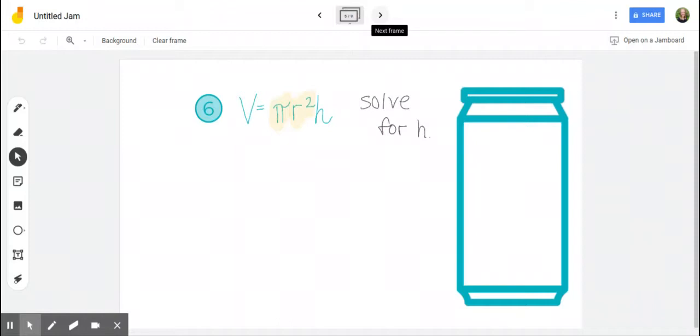Okay, so if I want to get rid of, and if it helps you, you could put all of these in parentheses, if that helps you see it a little bit better. So I want to get rid of pi and the r squared. You could do them one at a time, or you could try to do them both together. It doesn't matter. But if you divide something on one side, you have to divide on the other.